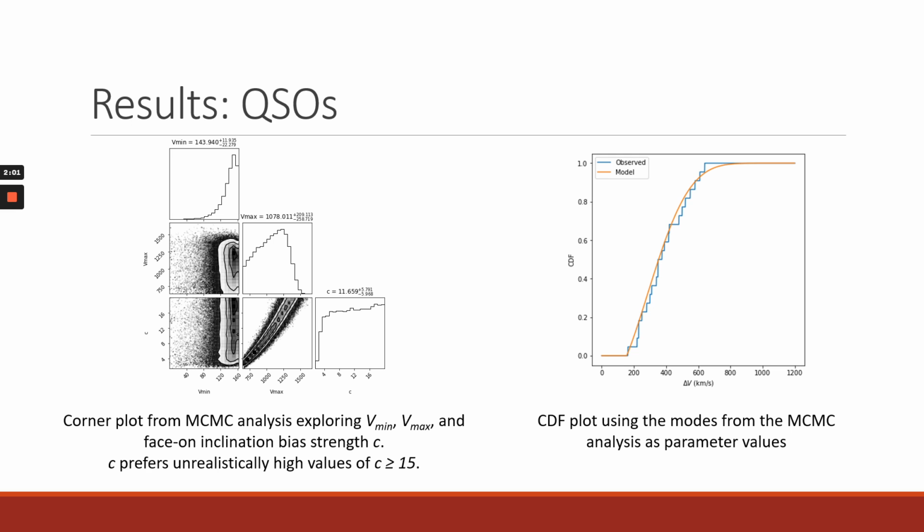Here we have the results from an MCMC analysis of a set of QSOs, analyzing the strength of the face-on inclination bias in the set. The left figure is a corner plot showing the histograms and contour plots of each parameter from the analysis. In this analysis, the model prefers values of C greater than or equal to 15, and although the CDFs on the right are a close match, these inclination biases are too strong to be realistic.